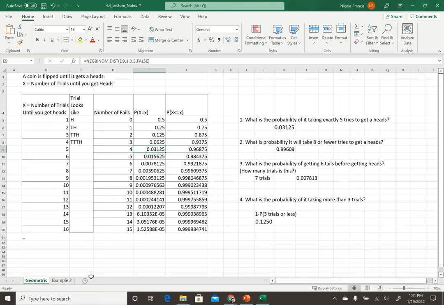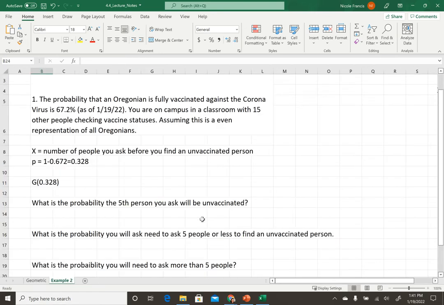Let's do another example of these. All right. So the probability that an Oregonian is fully vaccinated against the coronavirus is 67.2% as of today. You are on campus in a classroom with 15 other people checking vaccine statuses. And we're just going to assume this is going to be an even representation of all Oregonians.